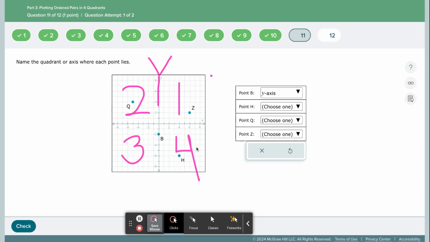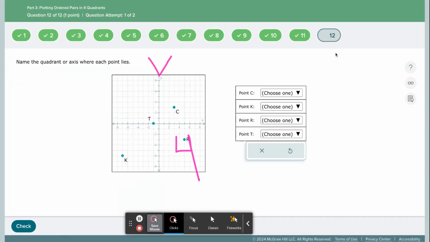Point H is in quadrant 4, so we've got to find 4. You know, the Roman numerals, they do go in numerical order 1, 2, 3, 4, so you can figure it out, okay? Q is in quadrant 2, right? And Z is in quadrant 1. Cool? Ta-da! All right.